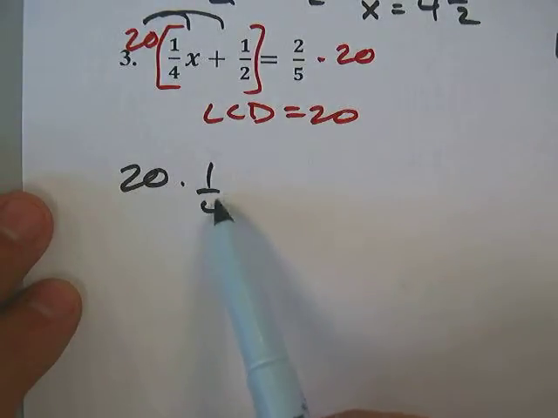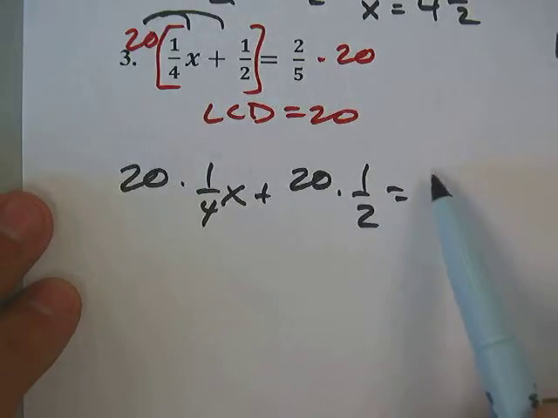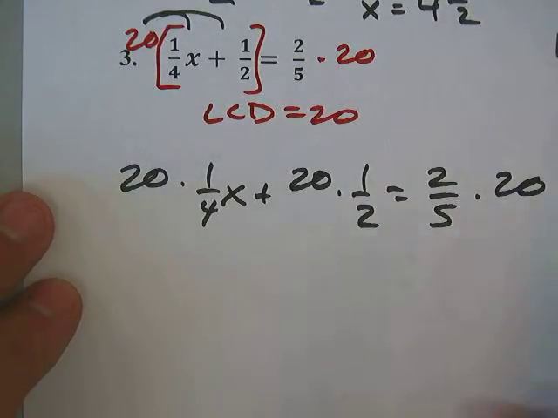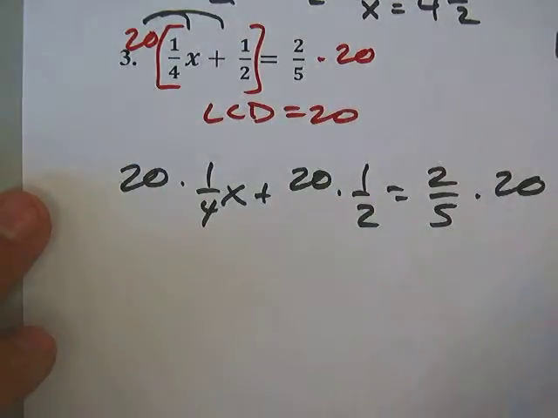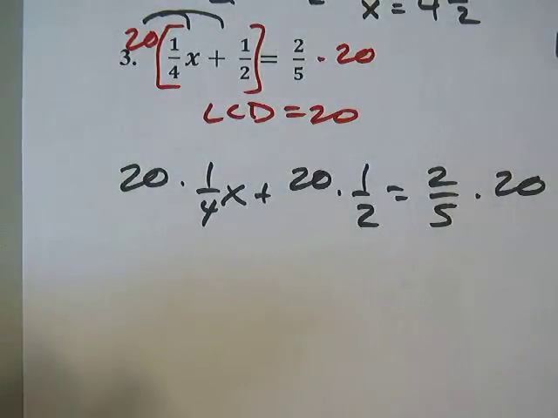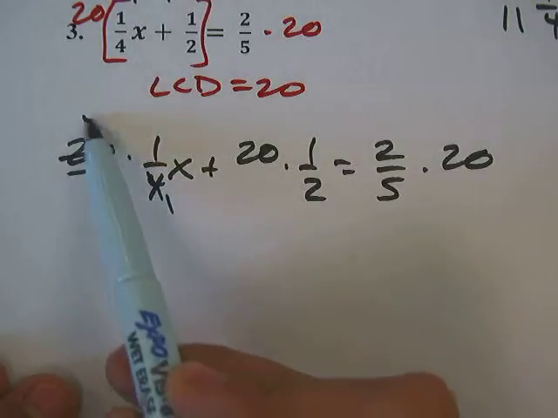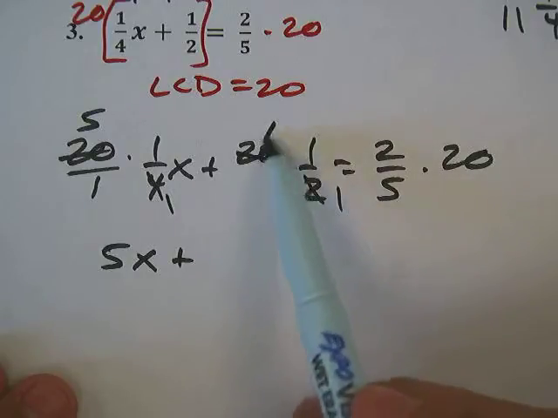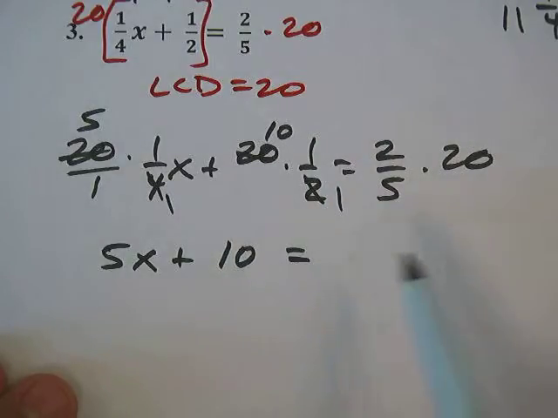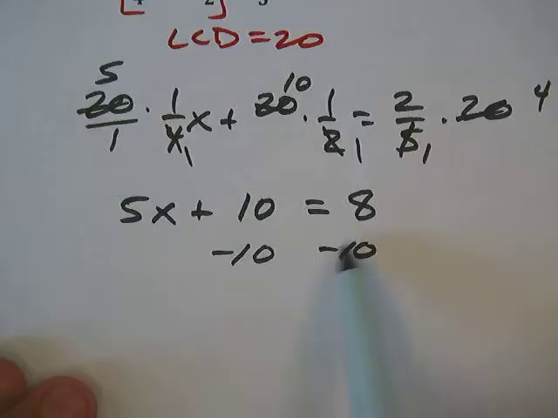So when I do that, if I distribute it in, again, I'm just going to write it out. And then over here, it's times 20 also. So don't forget that. You can't just multiply the left side with 20. You got to make sure you do both. You got to make sure that the equation stays balanced. All right, so let's simplify it. 4 goes into 20 5 times, so I get 5x. Over here, 2 goes into 20 10 times, so I get 10. 5 goes into 20 4 times, and I get 8.